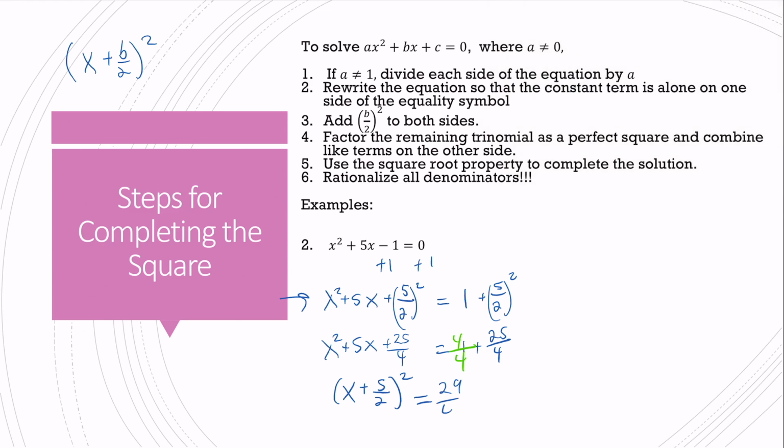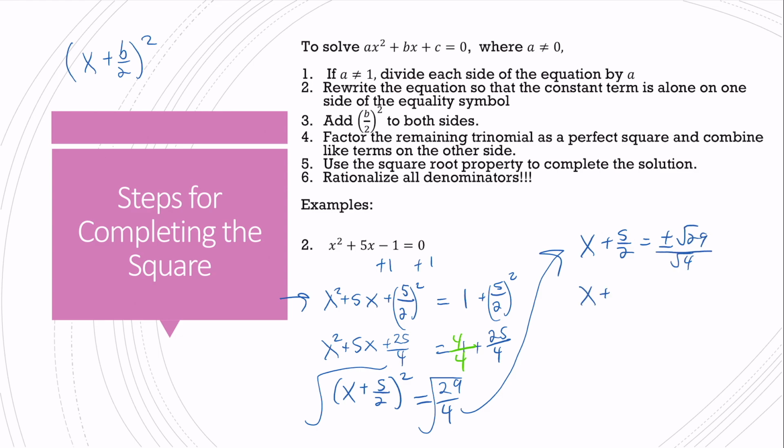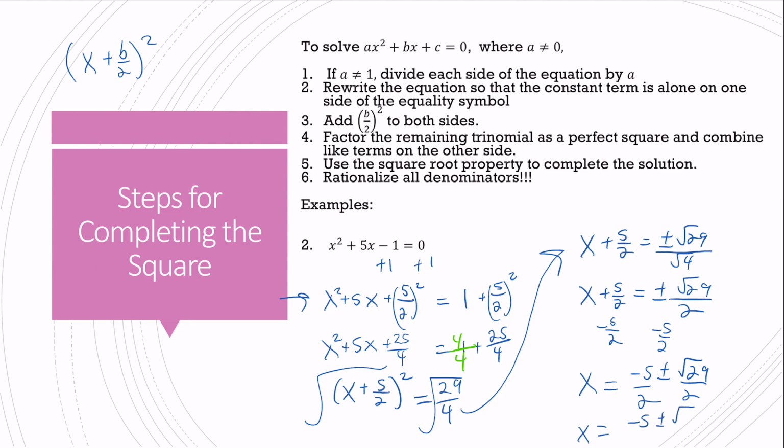We then take the square root of both sides. That leaves me x plus 5 halves equals plus or minus the square root of 29 over the square root of 4. Well, the square root of 4 is 2. I subtract 5 halves from both sides. I get x equals negative 5 plus or minus the square root of 29. Both of these are over 2, so I can rewrite this as negative 5 plus or minus the square root of 29 over 2.